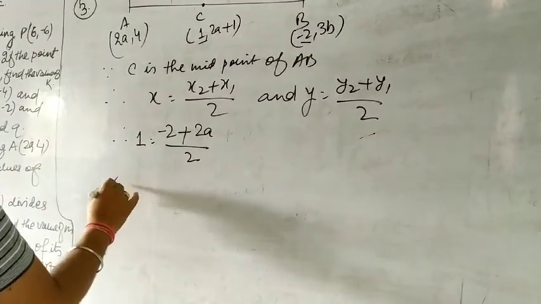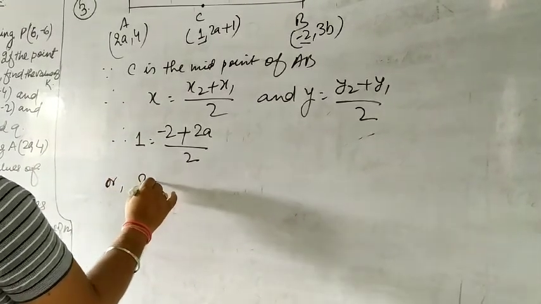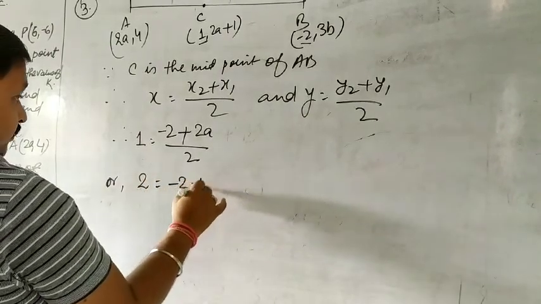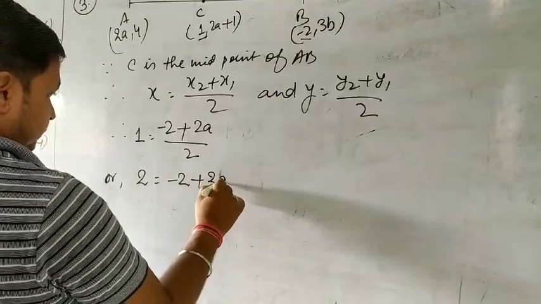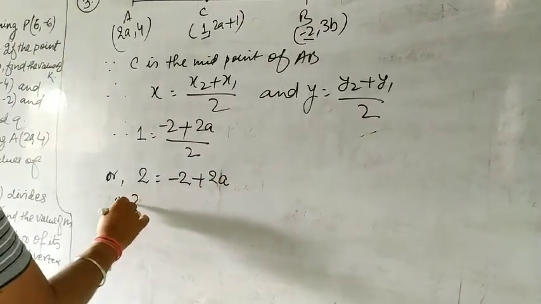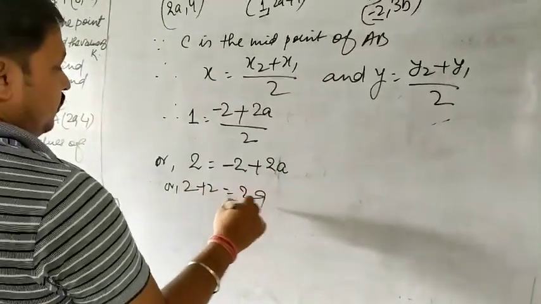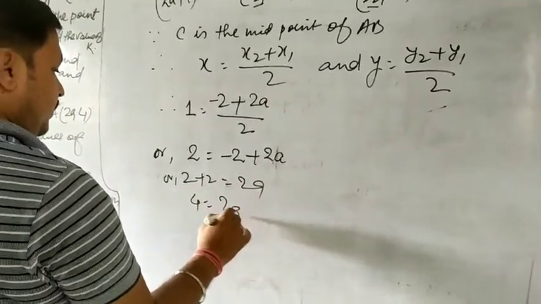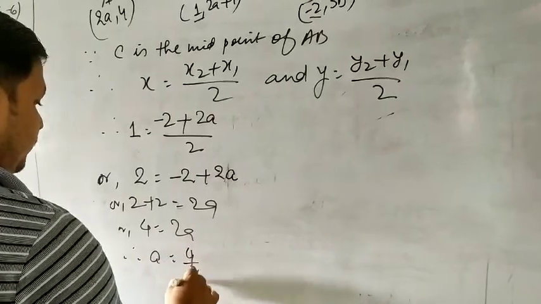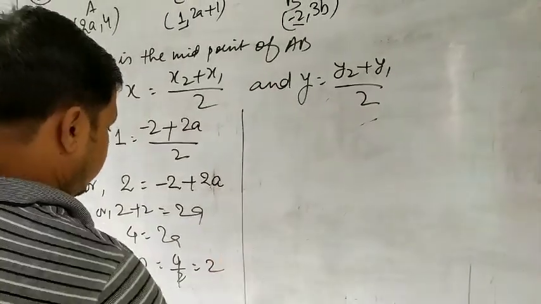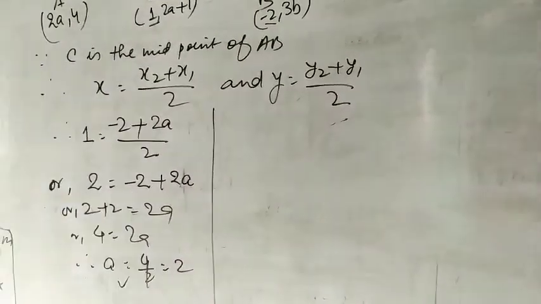So cross multiplication: 2 equal to -2 plus 2a, so 2 plus 2 equal to 2a, 4 equal to twice a, therefore a equal to 4 by 2, that means 2. That is the value of a.